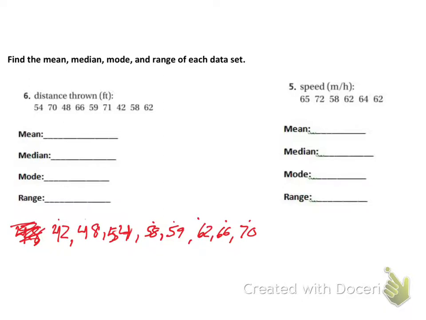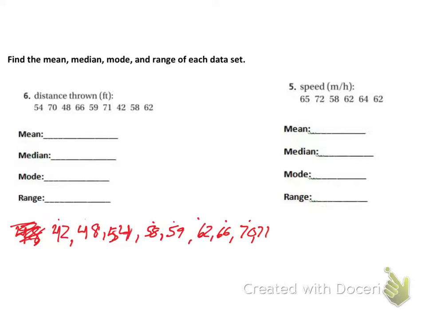$54, $70, $48, $66, $59. Oh, I'm missing 71. So now I have my 9 numbers. The mean is adding all of these up and then dividing by how many numbers they are. So I'm going to add all of these up and then divide by 9.